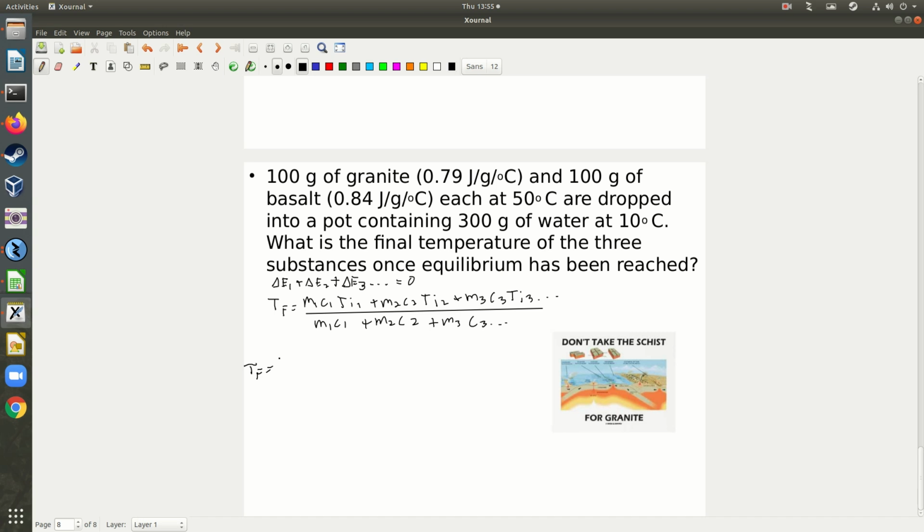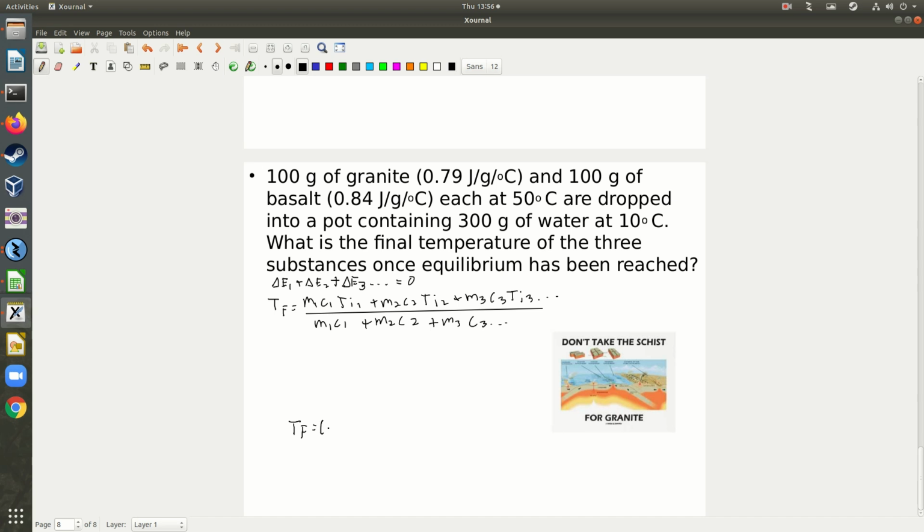Alright, so we got 100 grams of granite. Hopefully I don't run out of room. You know what? I might. So this is what we're going to do. I'm going to erase what I just did. Scroll down just... okay, I can't scroll down. Well, poopy. Alright, down here. We got this. I got this.